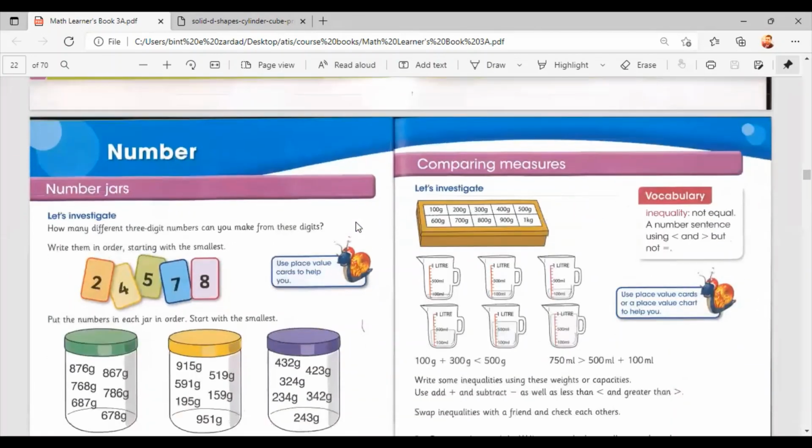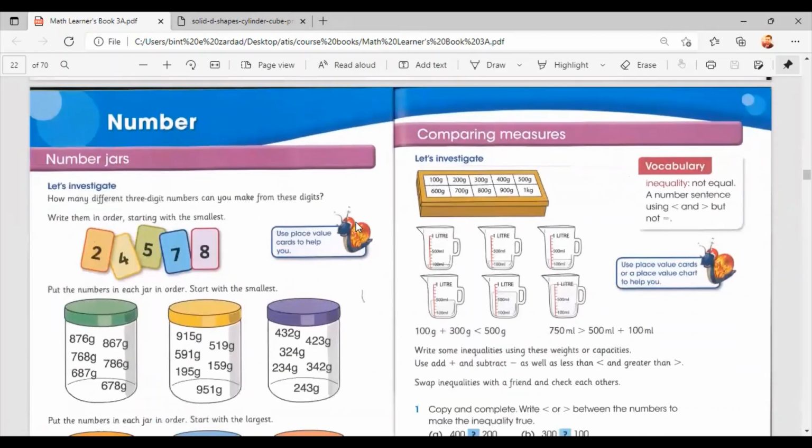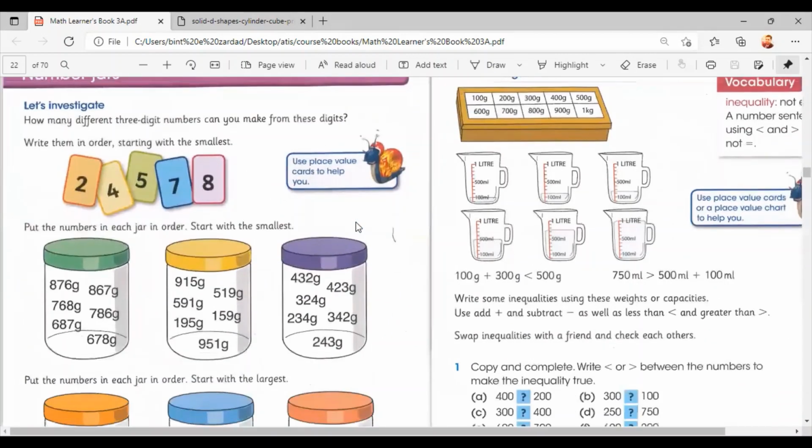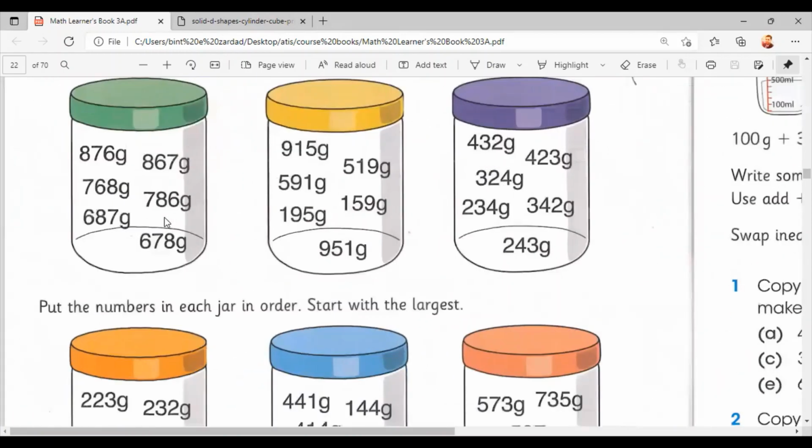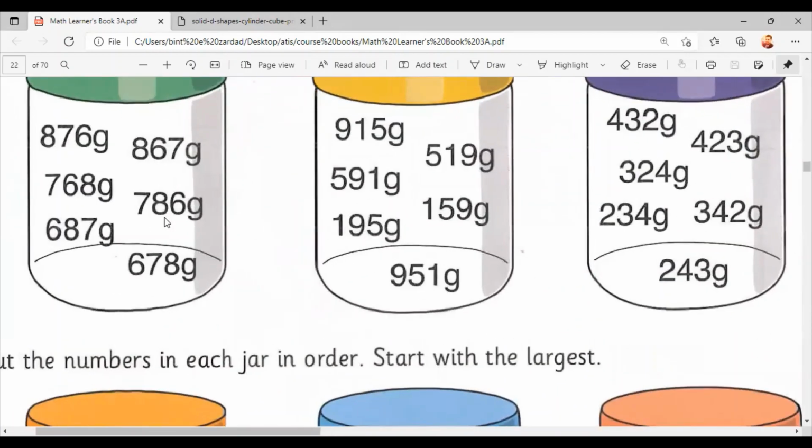The next part, number jar. Put the numbers in order. Put the number in each jar in order. Start with the smallest. To the first one.